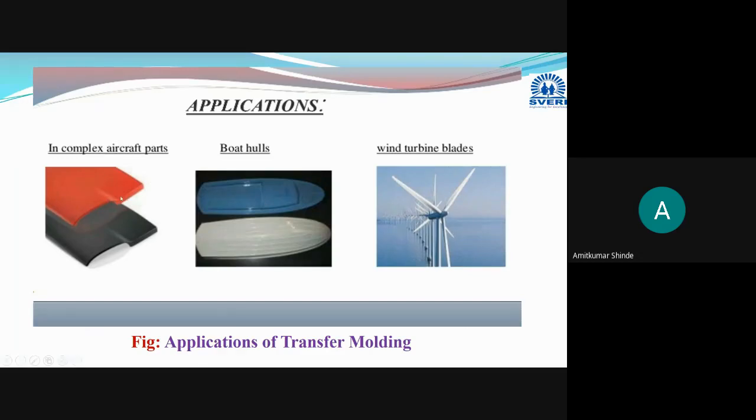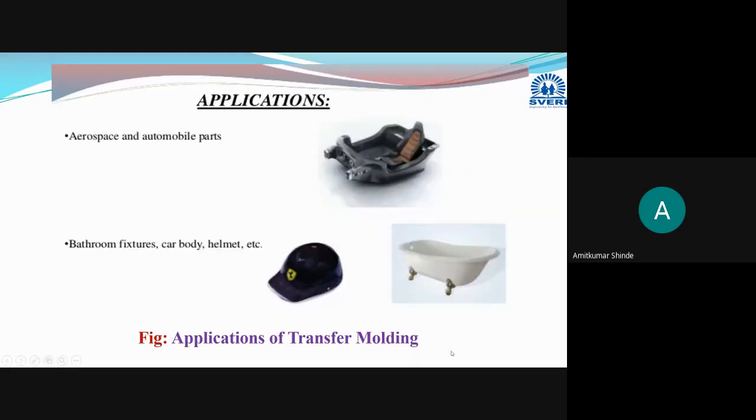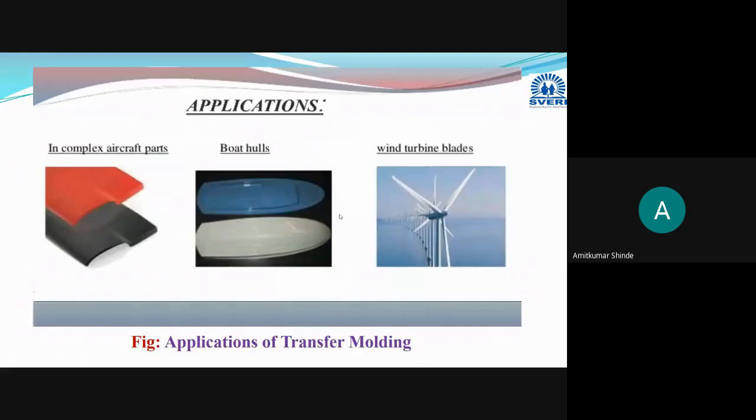Okay, the top covering of the aircraft, outer body parts in the aircraft, then in the automobile industry also. And then, this is another bathroom fixture. Okay, or a wash basin, you can say that. These can be made from this transfer molding with the help of thermosetting plastic materials. Then different kinds of helmets, then aerospace and automobile parts. Okay, these all can be manufactured with the help of this transfer molding process.